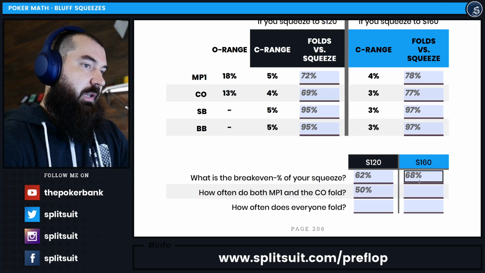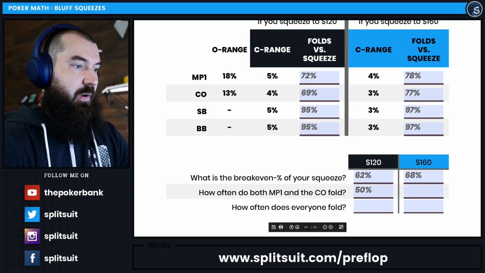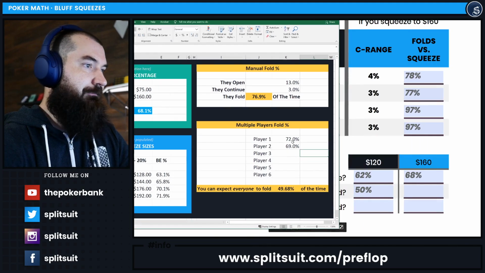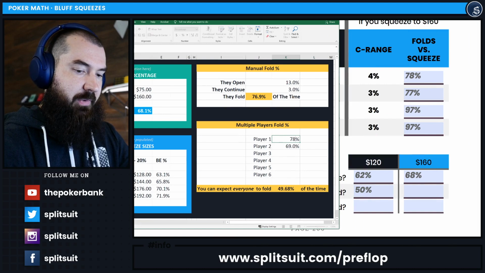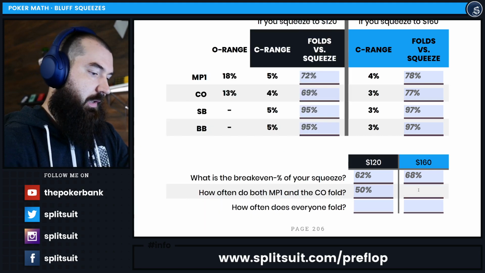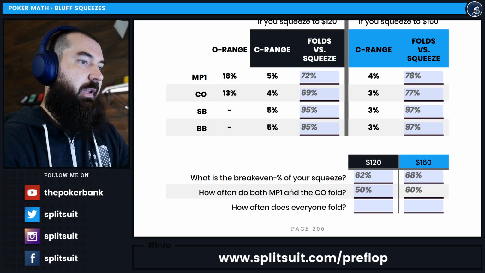And then we can also say, okay, for the 160 size, how often is that happening? So let's just scoot this over here, makes it a little bit easier to see. All right, so 78% for MP1, 77% for the cutoff, and gets us a grand total of 60% of collective folds from those two players.